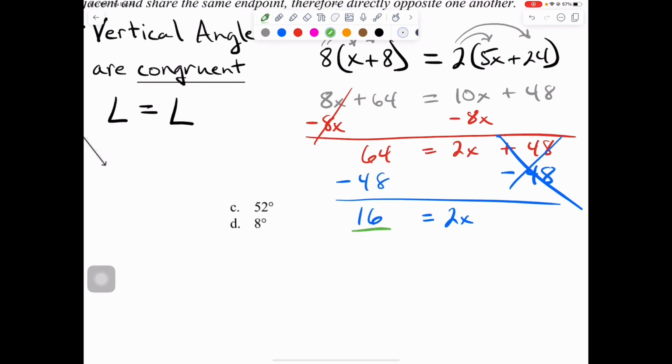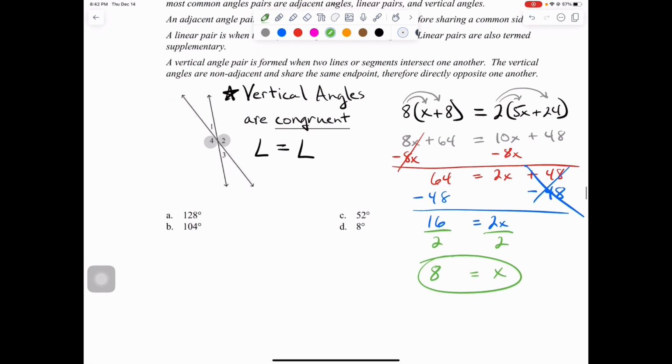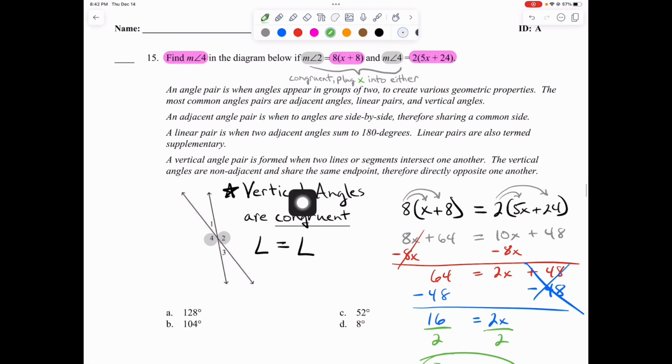Thank you very much. Divide each side by 2, or the coefficient of the variable, the number in front of the letter. 16 divided by 2 equals 8. Bring down your equals, leaving us just our x. However, are we done yet? No, we are not. We need to plug in.